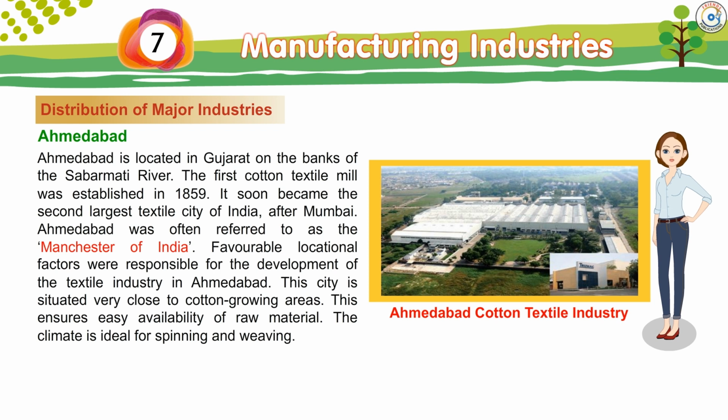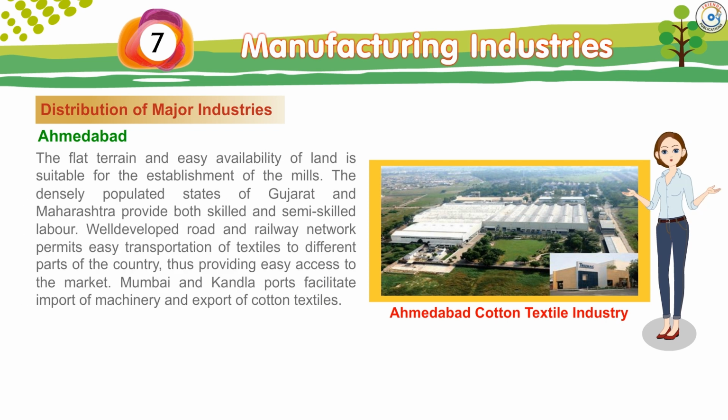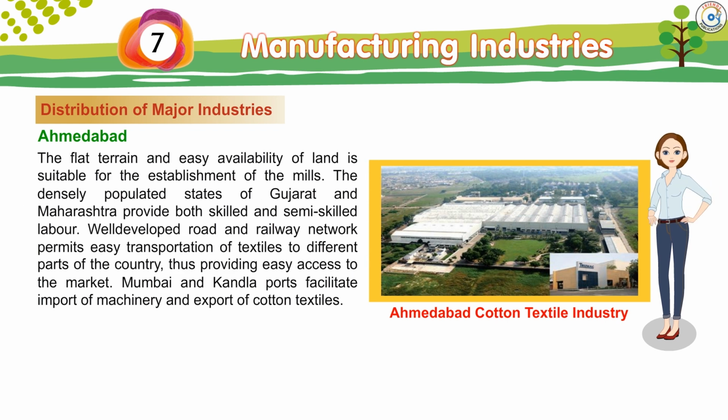Favorable locational factors were responsible for the development of the textile industry in Ahmedabad. This city is situated very close to cotton growing areas. This ensures easy availability of raw material. The climate is ideal for spinning and weaving. The flat terrain and easy availability of land is suitable for establishment of the mills.